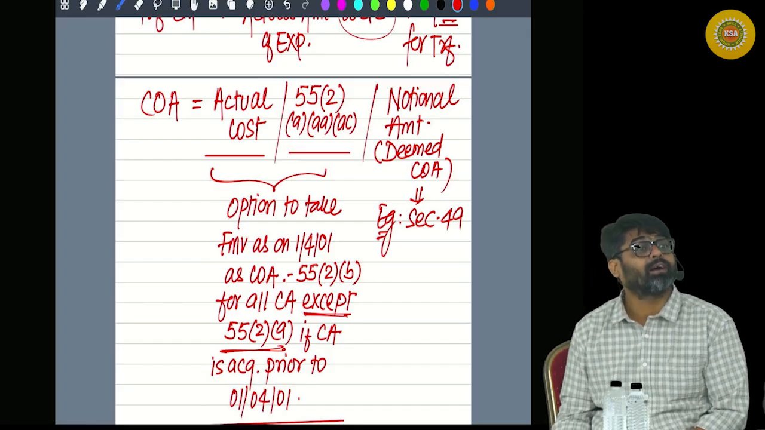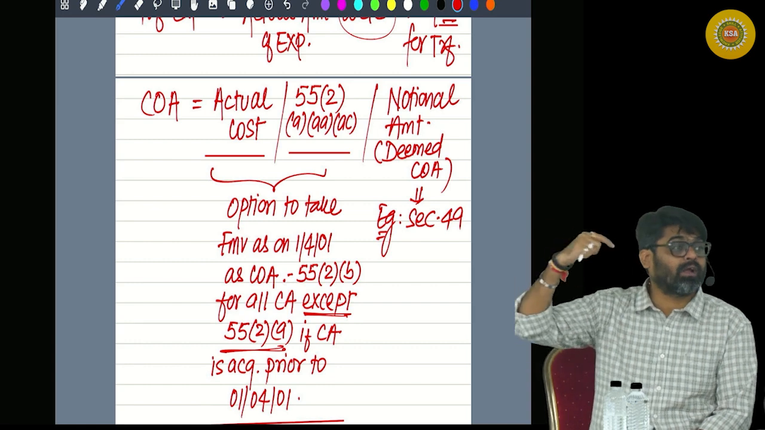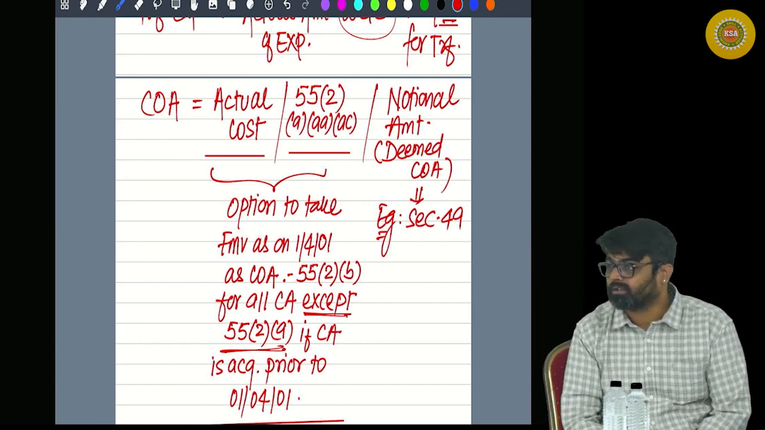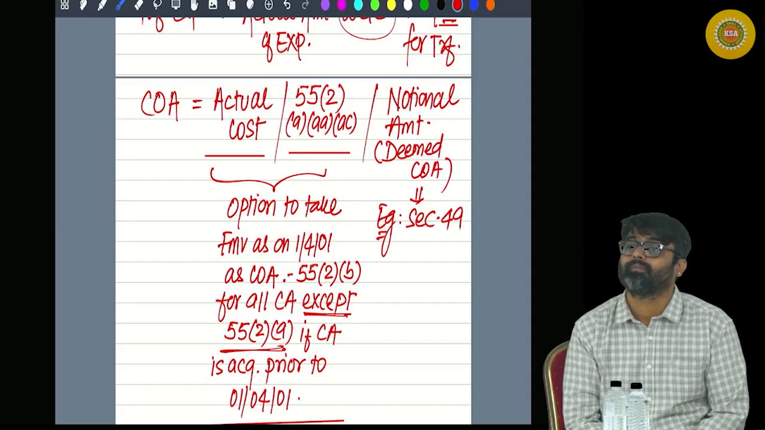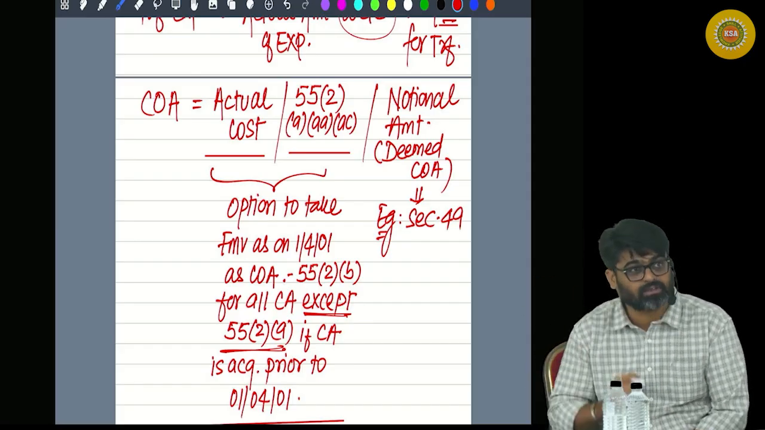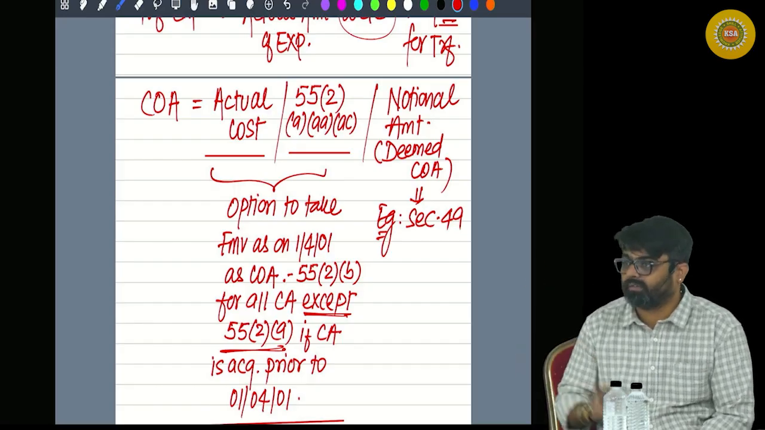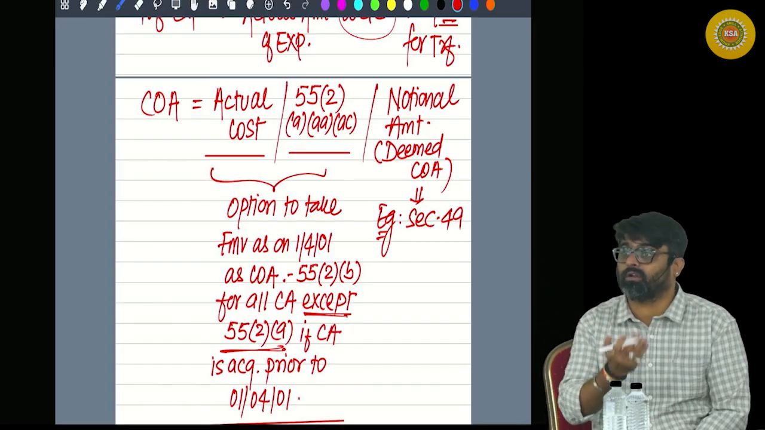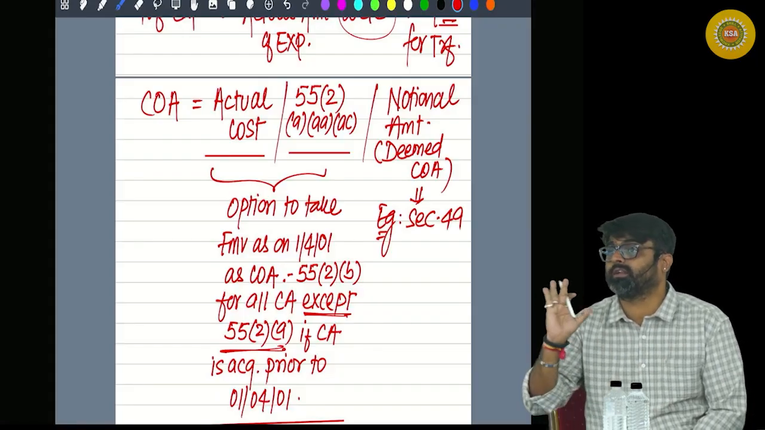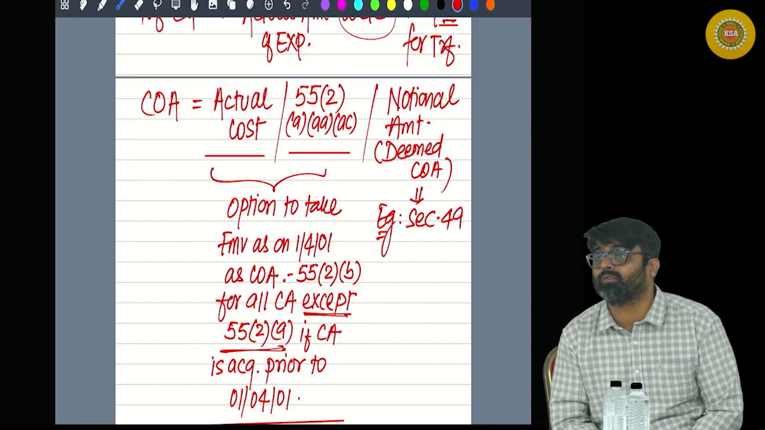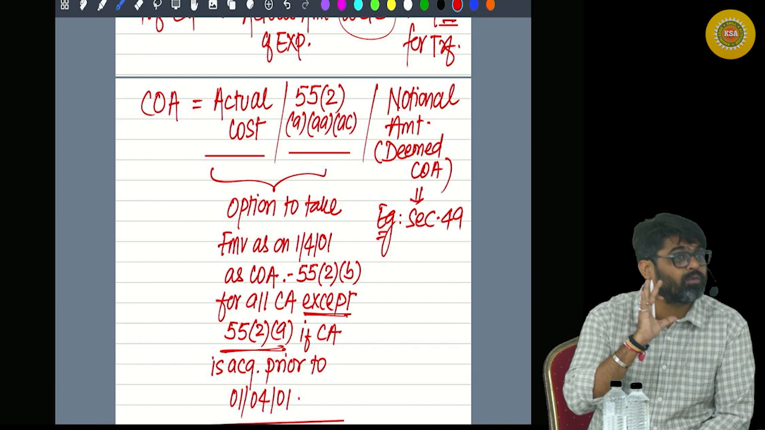What will I take? I will first have to determine the cost in the hands of the previous owner, and that amount I will have to take as my cost. In case of a slump sale, what cost will you take? Actual cost? What cost will you take? 55(2) does not talk about that, and actual cost you cannot take. So the net worth of the undertaking transferred by way of slump sale will be deemed to be the cost of acquisition.